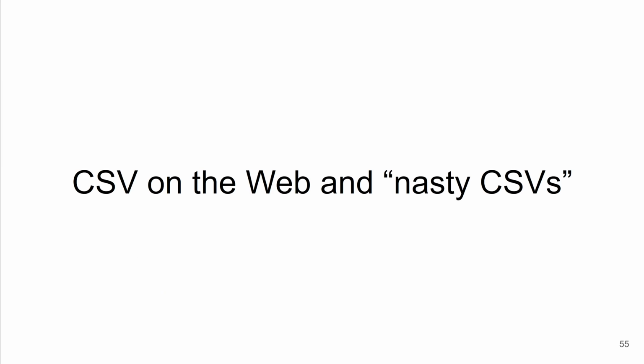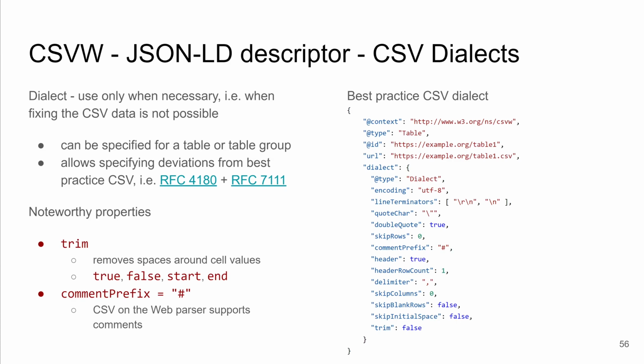Now let's take a look at what support CSV on the web has for what I call nasty CSVs, which are non-standard CSVs that do not follow the RFCs 4180 and 7111. So when we talked about CSVs as such, I told you that a proper CSV should follow what is written in RFC 4180 and 7111. However, for historical reasons, there are CSVs on the web that simply do not follow these practices.